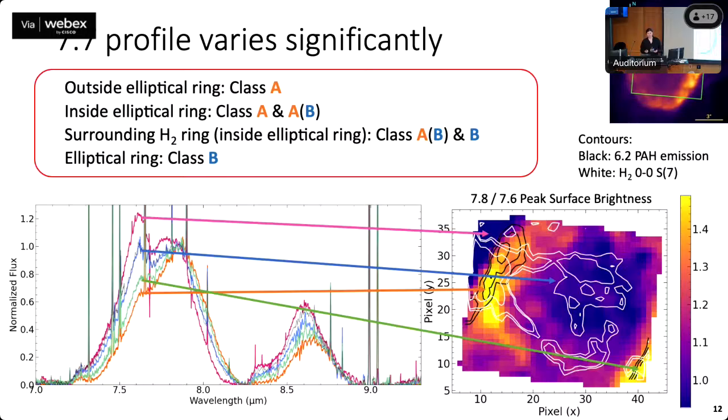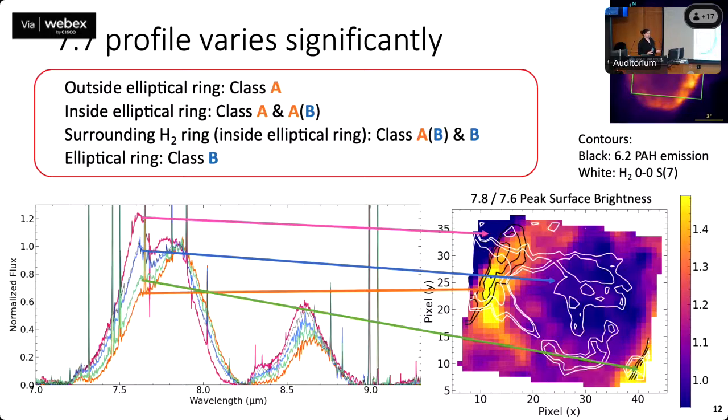And then we also see in other regions the different variations between those two extremes. So inside the elliptical ring, we have class A and class AB, and surrounding the H2 ring, we have class AB and B. Okay, so why does all of this matter? Well, because what it's showing is distinct PAH populations that have been exposed to different levels of chemical processing, from early stages just post-formation to the form that they take on when they enter the interstellar medium.